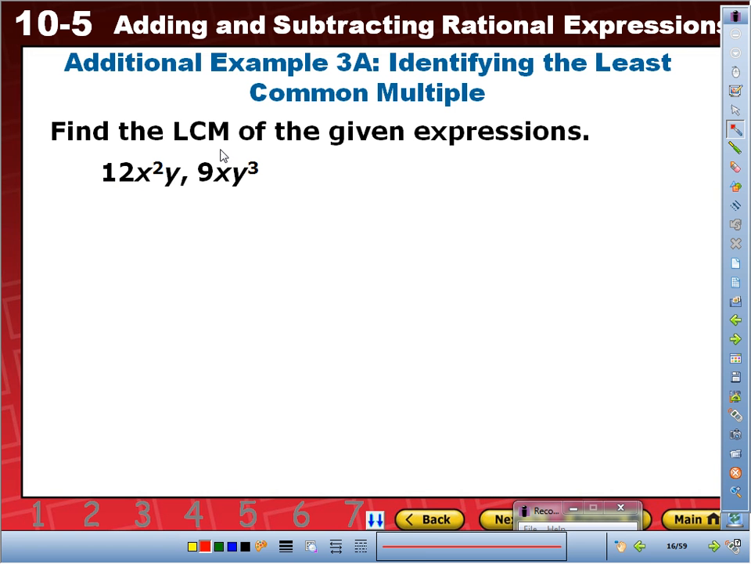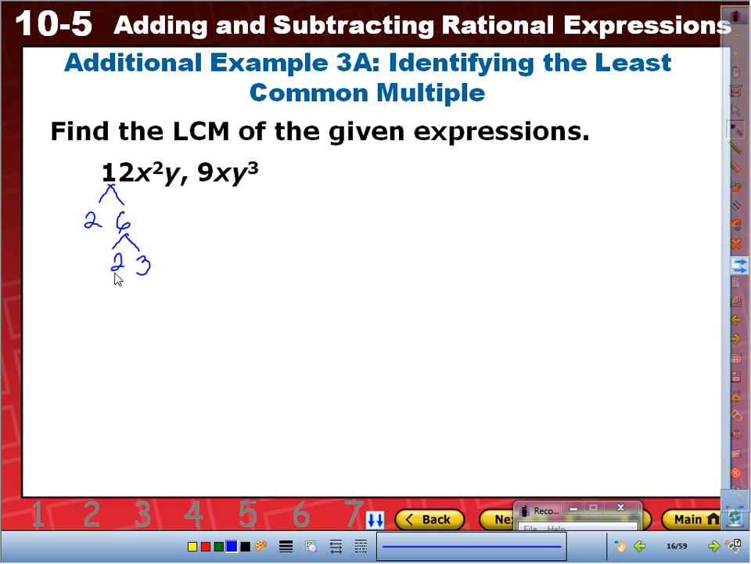So, copy this one, example 3A. It says find the LCM of the given expression. So, 12x squared y. I'm going to break this down to prime factors. So let's see. The 12 becomes what? 2 times 6, and this is 2 times 3. So therefore, 2 times 2 times 3. This one is x, x, and y. This one, 3 times 3. So therefore, this is 3 times 3, x, y, y, y. Get our Venn diagram.